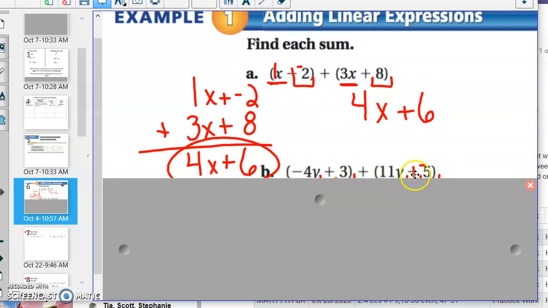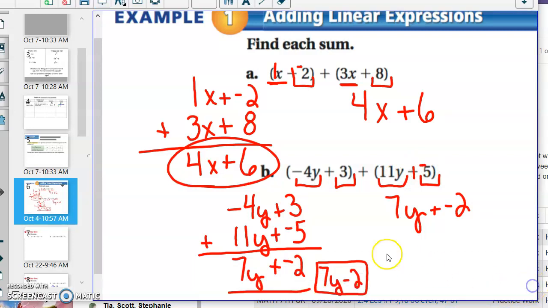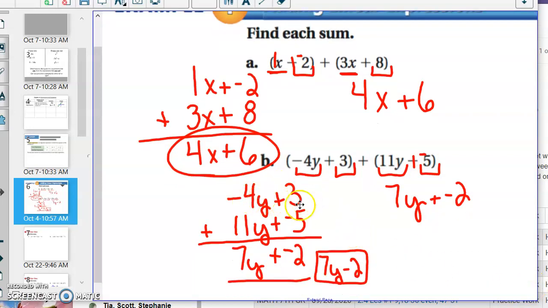So next one again, there was a minus sign here, so I added the opposite there, and then I set them up vertically. So then negative 4y plus 3 plus 11y plus negative 5. So negative 4y plus 11y is 7y, and then 3 plus negative 5, different signs, so I need to subtract and use the sign of the bigger number. That's negative 2. I would accept this answer. But again, your textbook was probably going to want this answer, which is the exact same thing. It's just instead of the plus and negative, they just went back to the minus 2 for that one.